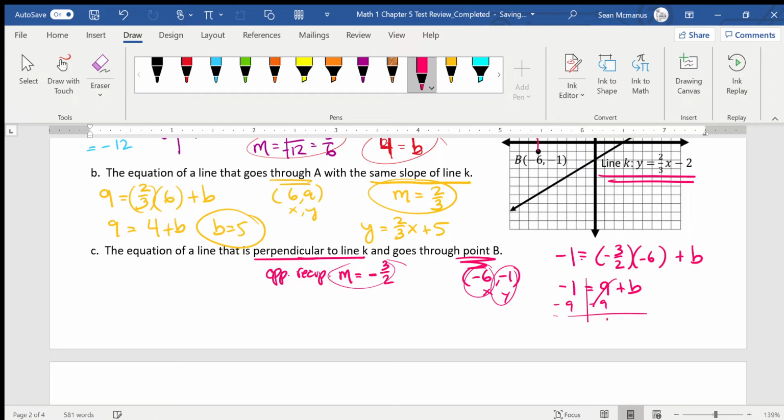Subtract 9 from both sides, you get the b by itself, -10. So y equals -3/2, that's the slope, x minus 10. And think about that, it would come through here and go down here.